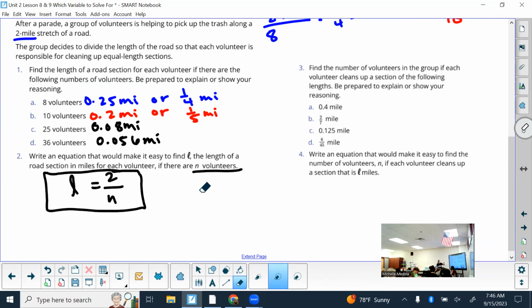Okay. So now look at number 3 on your paper. Find the number of volunteers in the group if each volunteer cleans up a section of the following lengths. So now you know what they're cleaning up, but you don't know how many volunteers there are. So now figure that out. And then what you will be doing is making an equation that would be easy to find n versus L. Questions on that? Okay, so 3 more minutes to finish these 3 parts.